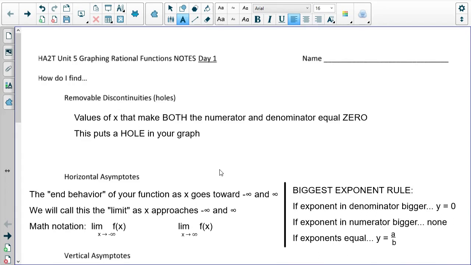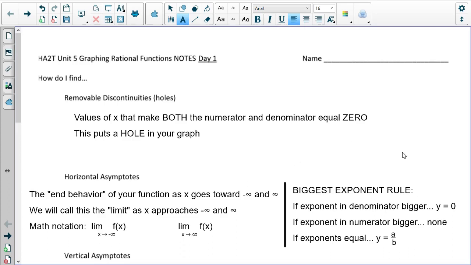We're going to spend 3 days talking about graphing rational functions. Let's start with day one. How do I find certain things? First of all, you're going to be asked to find removable discontinuities, which are holes, horizontal asymptotes, vertical asymptotes, x-intercepts, and y-intercepts, and then be able to graph things. So, let's talk about each of these things.